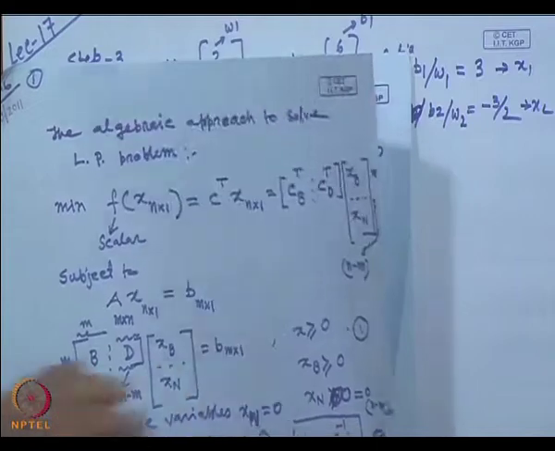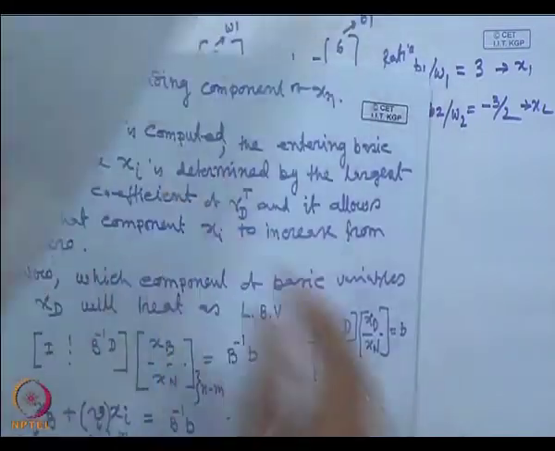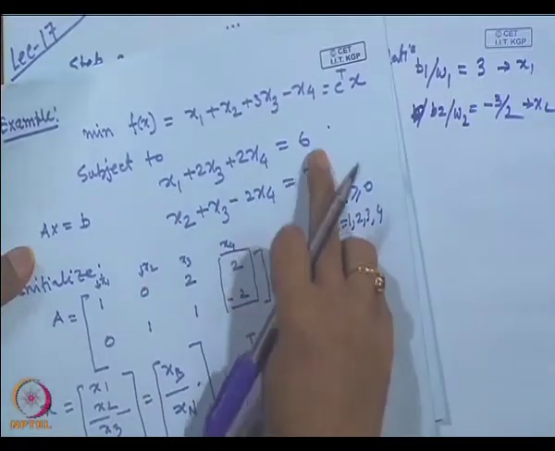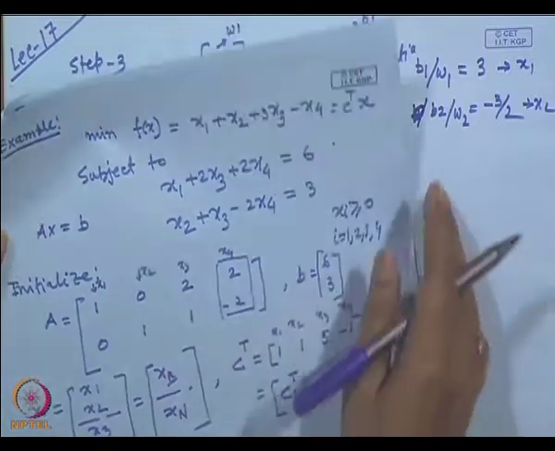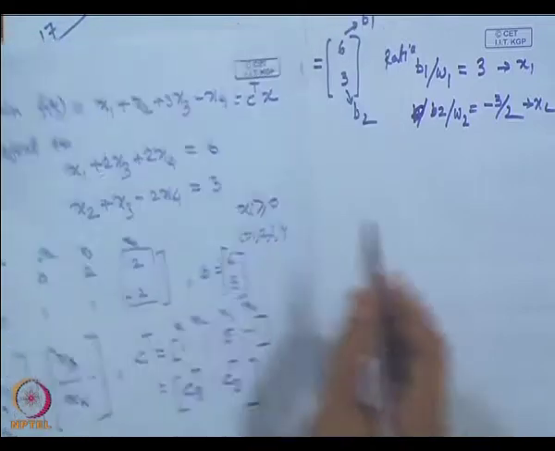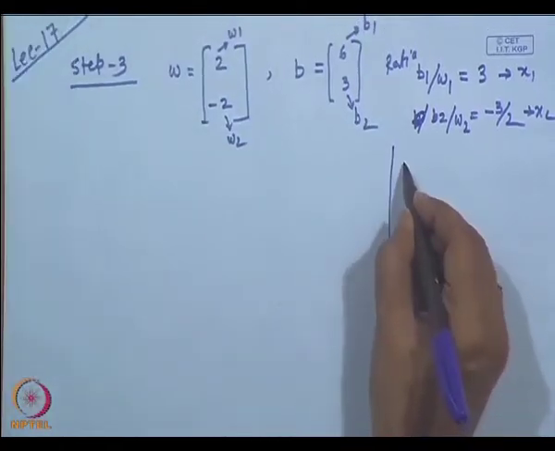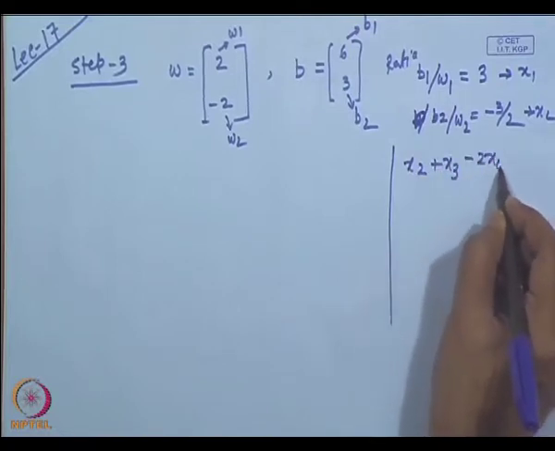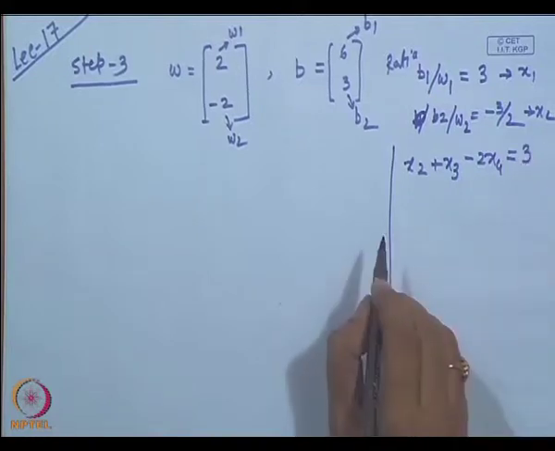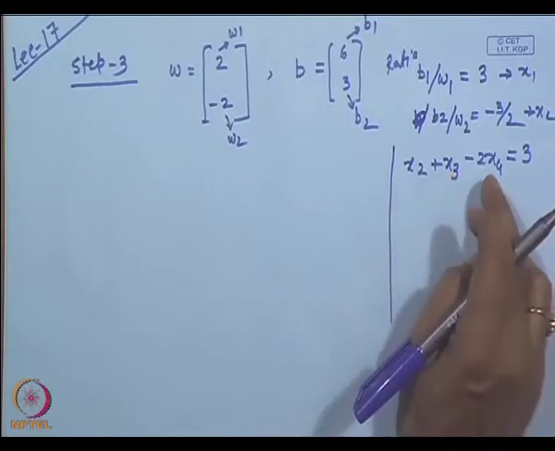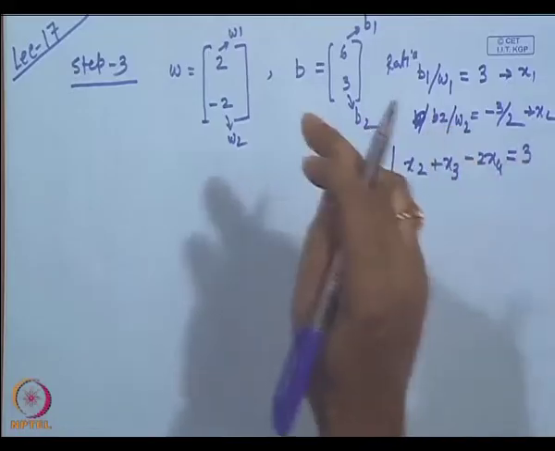Now, you can also see from here, as we discussed earlier, if you see this expression, let us write it first. Let us see here, x 2 plus x 3 minus 2 x 4 is equal to 3. But x 3 and x 4 were previously non-basic variables, and from there we have selected x 4 to be a basic variable.